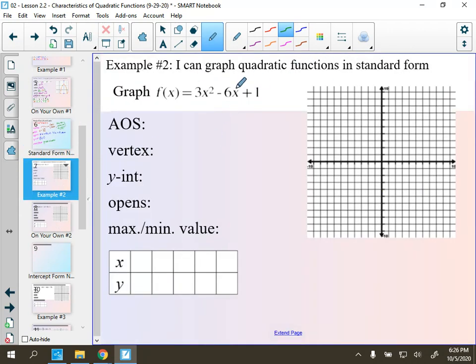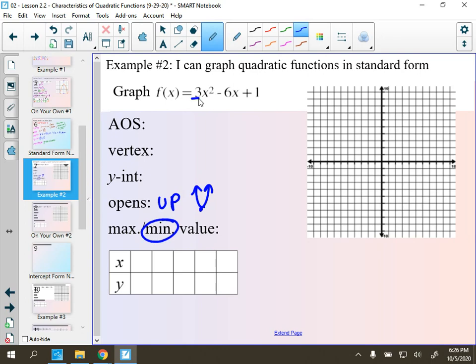Graphing a function in standard form. So I'll do the same thing. Let's do blue for the freebies. I look at this and see a positive a value of 3. So I know that this graph is going to open up and have that kind of generic shape. So I know that this graph is going to have a minimum value.